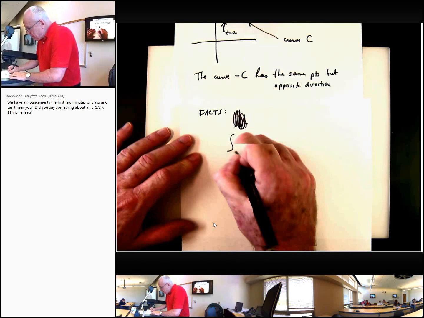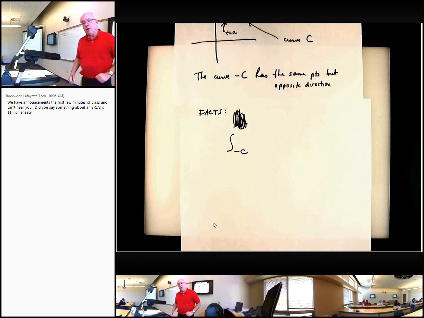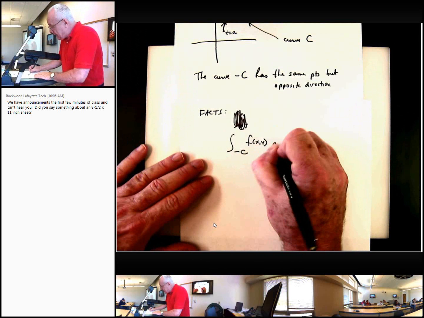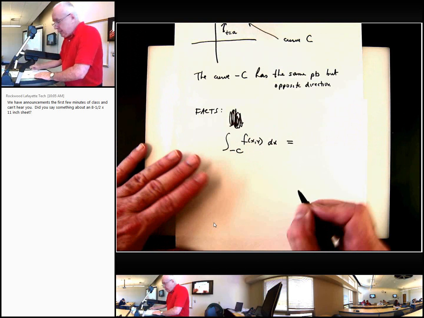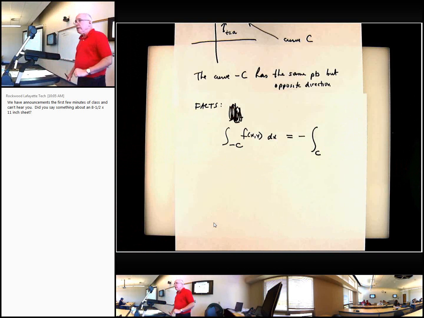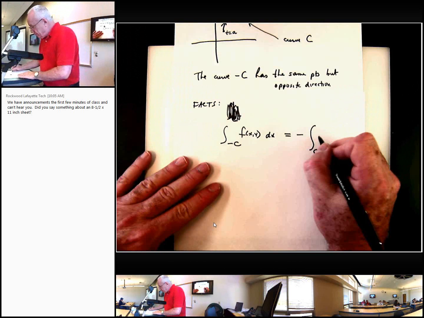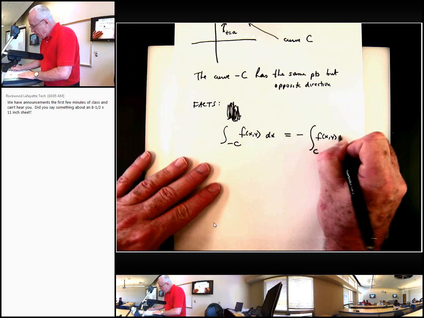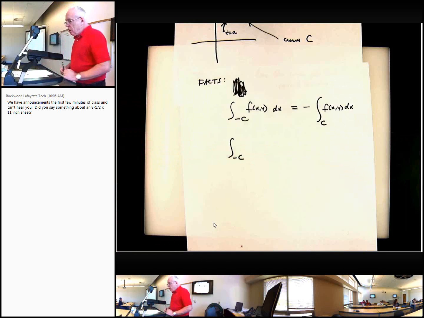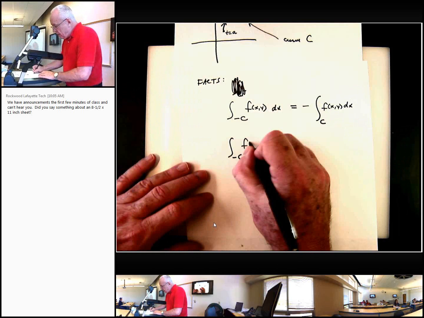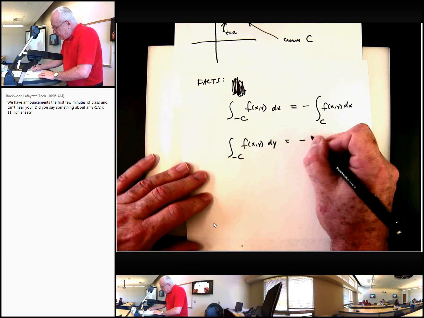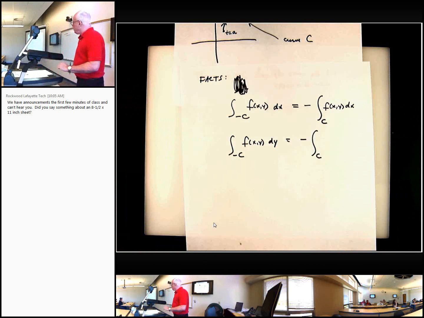Fact: if we integrate along minus C of f(x,y) dx, then that's going to equal the negative of integrating along the original direction C. The same thing with dy. Integrating along minus C with respect to y is equal to the negative of integrating along the original direction.